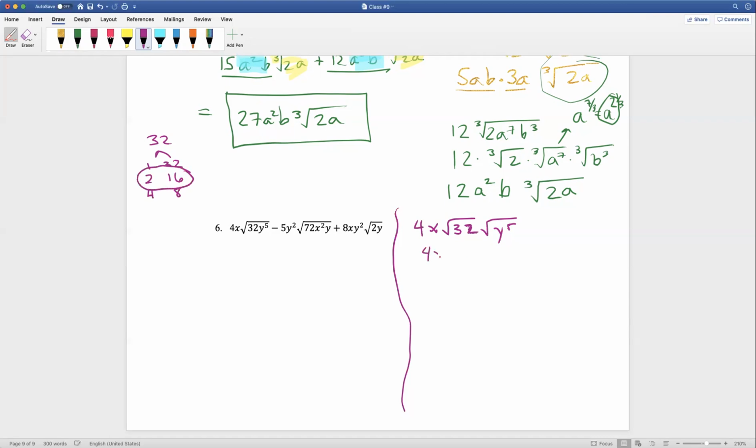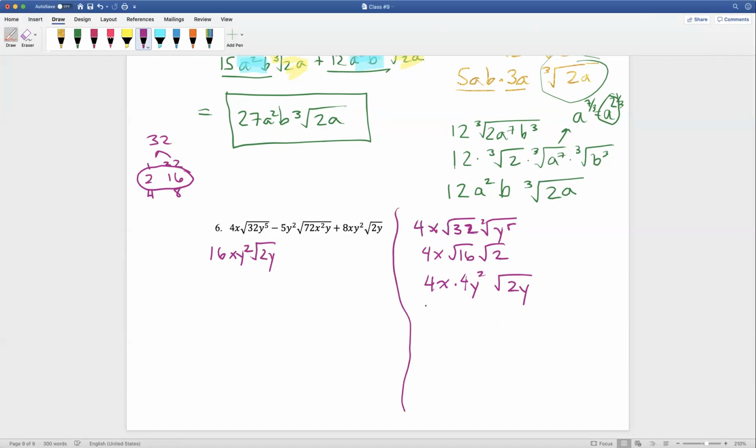So we're going to break this up. We're going to call this 4x square root of 16 square root of 2. And now when we go to simplify that, that gives us 4x, square root of 16 is 4, times the square root of 2. Now let's look at the square root of y to the 5th. So remember, there's a little hidden 2. 5 is bigger than 2, so we can simplify it. So we know that 5 divided by 2 is 2 full factors, and there's a remainder of 1. Okay, so when we multiply these two together, 4 times 4 is 16, x y squared, square root of 2y. That's the first term.